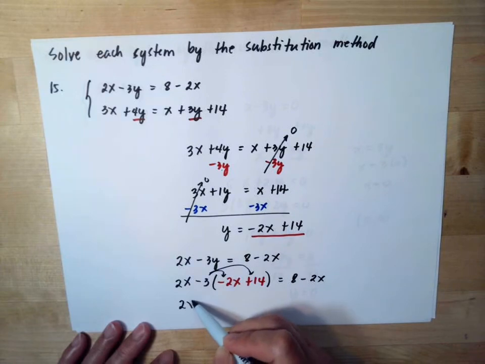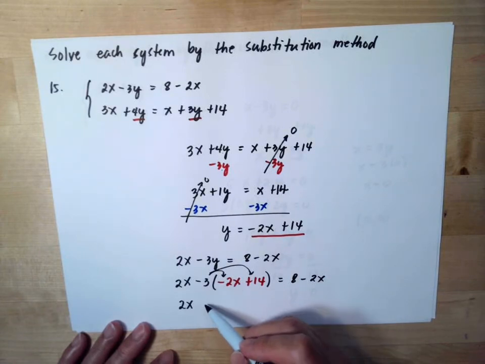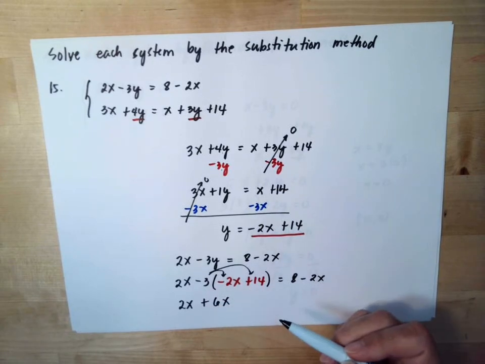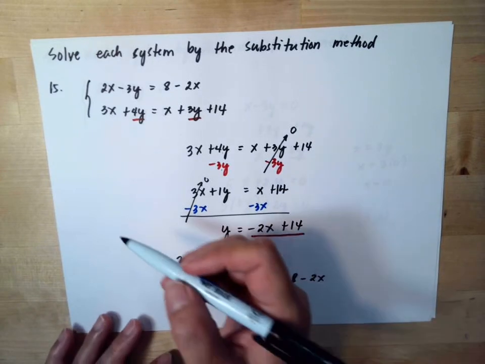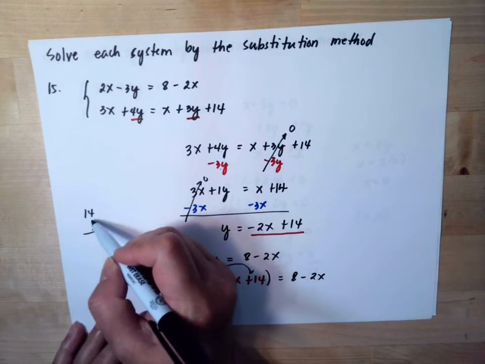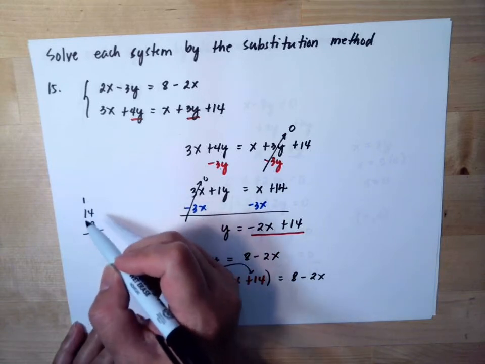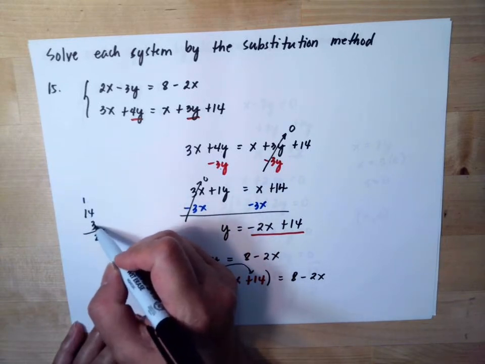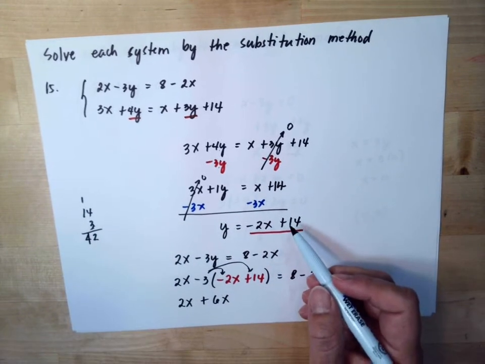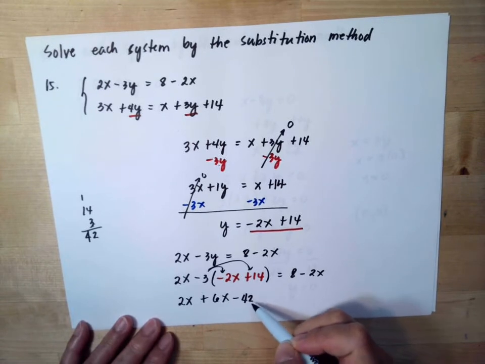So we have 2x. Negative 3 multiplied by negative 2x will be positive 6x. Negative 3 multiplied by positive 14, so that will be 14 multiplied by negative 3. So this is 4 multiplied by 3 is 12. Then carry 1, so we have 1 multiplied by 3 is 3 plus 1 is 4, so 42. So this will be minus 42.